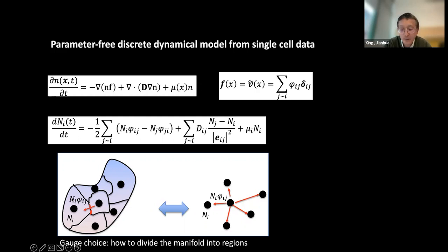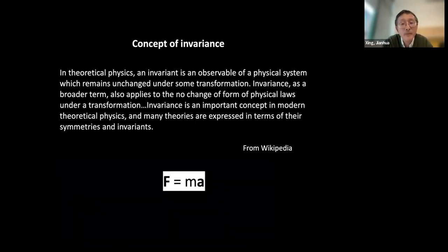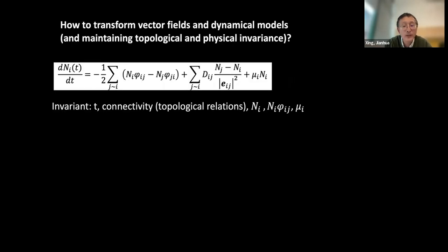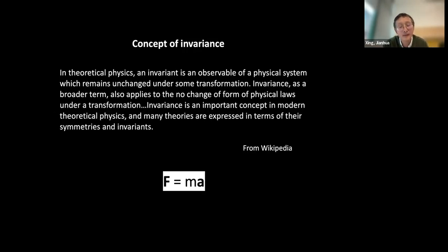This coordinate transformation corresponds to a very basic concept in physics called invariance. We want the dynamic equation to be invariant to how you choose the coordinate system, like F equals ma in the framework of Newton's dynamics, not relativity. Mass is independent of how you define your coordinates, while acceleration and force should be covariant under the Galilean transformation.